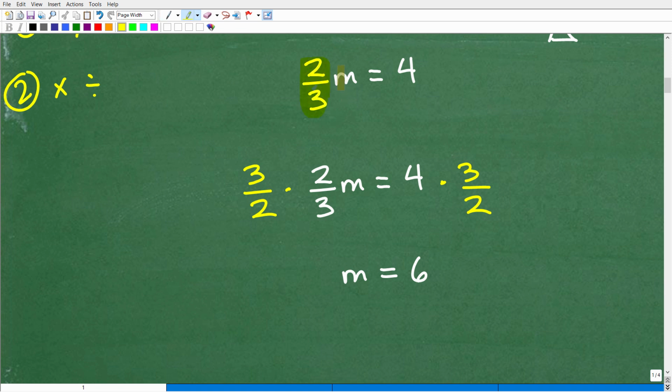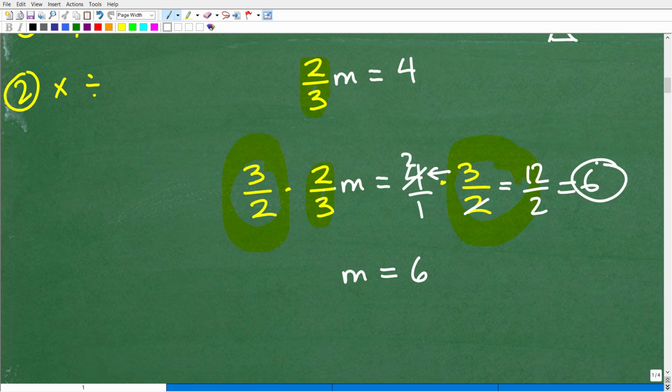So here I have 2/3 m. So I'm going to multiply by the reciprocal. In other words, I'm going to flip this 2/3 upside down. So that's 3/2. I'm going to multiply on the left-hand side. I'm also going to multiply that 3/2 on the right-hand side. So now I have 4 times 3 is, of course, 12. And this is over 1. And that will be what? 1 times 2 is 2, which is 6. Or you could have seen, oh, 2 goes into 4 twice. 2 times 3 is 6. Either way, the variable here, m, is equal to 6.